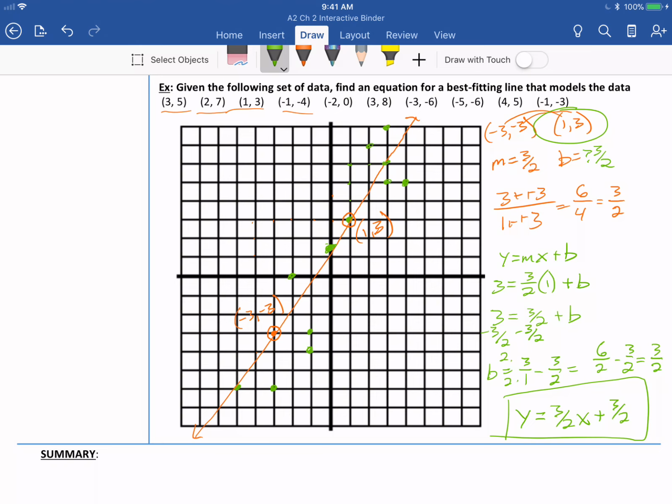All right, so again, you might not end up with really great numbers. They might be a little ugly, but I know you can deal with those fractions. I know you guys have showed me that.